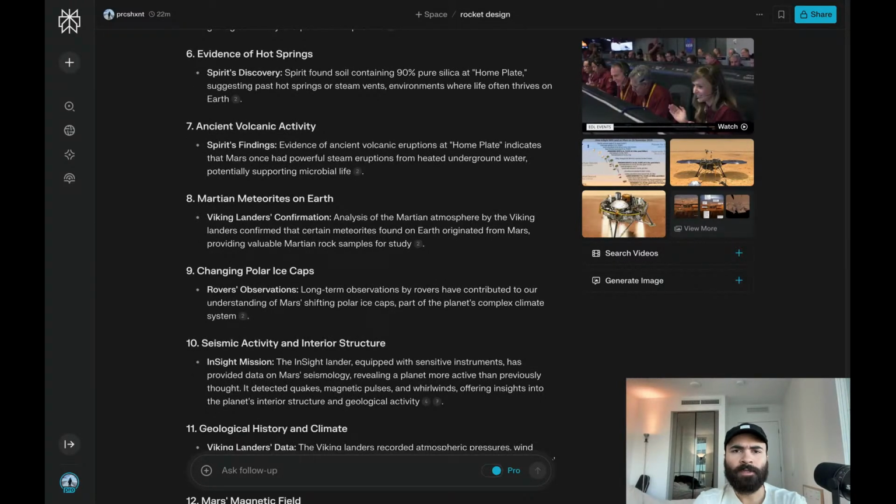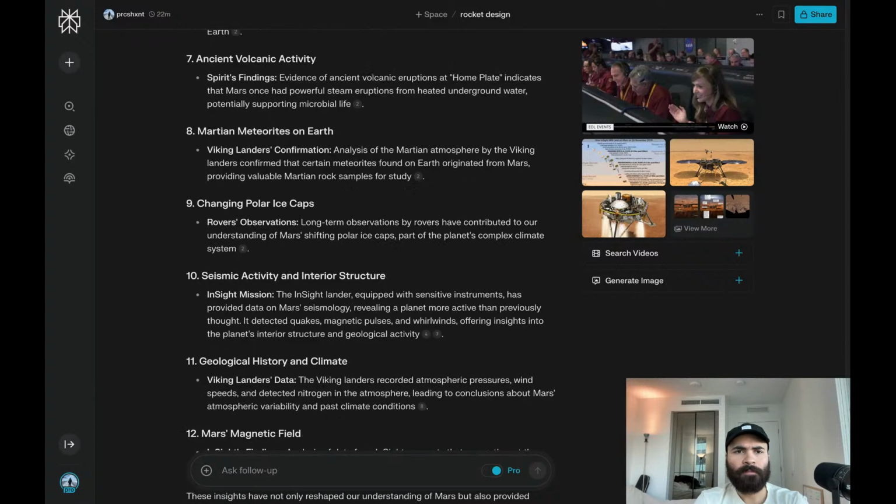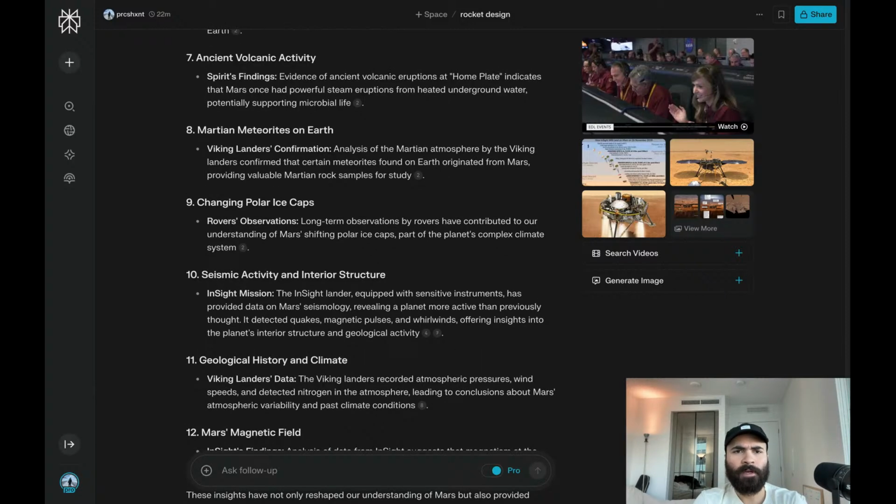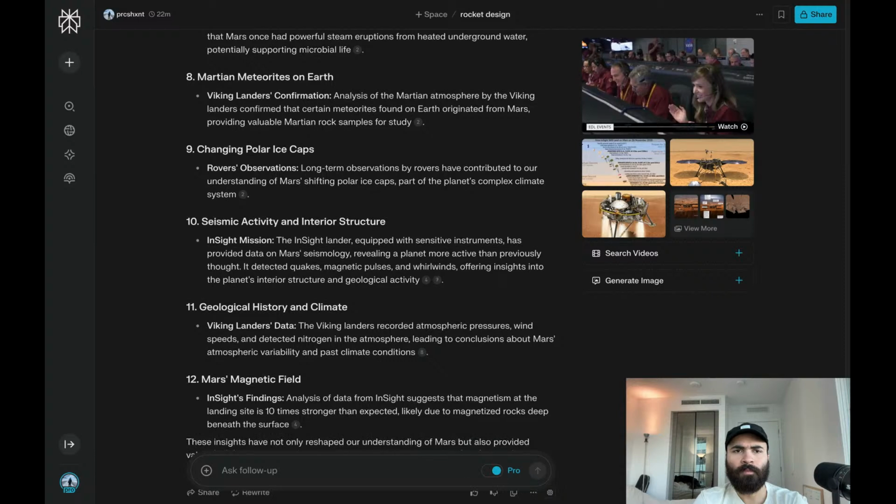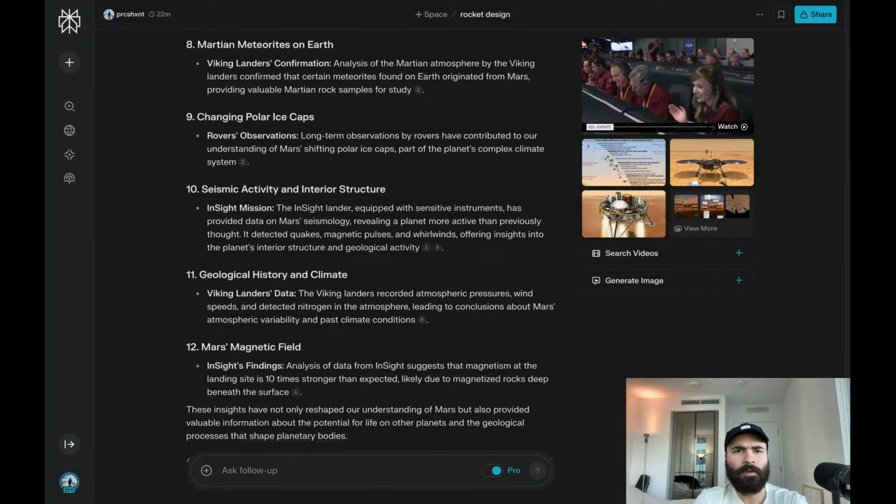Soil contained 90% pure silica. Oh, Silicon Valley. And Home Plate, suggesting past hot springs or steam vents, environments where life often thrives on Earth. Ancient volcanic activity. Evidence of ancient volcanic eruptions at Home Plate indicates that Mars once had powerful steam eruptions from heated underground water, potentially supporting microbial life.